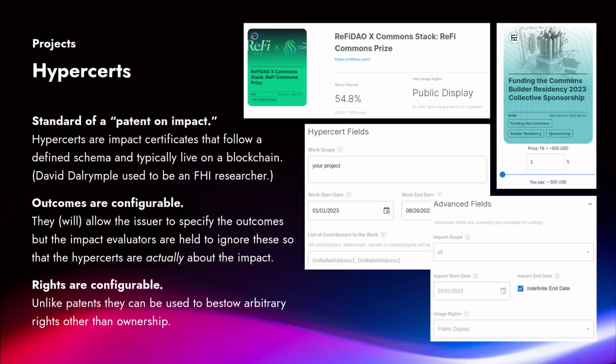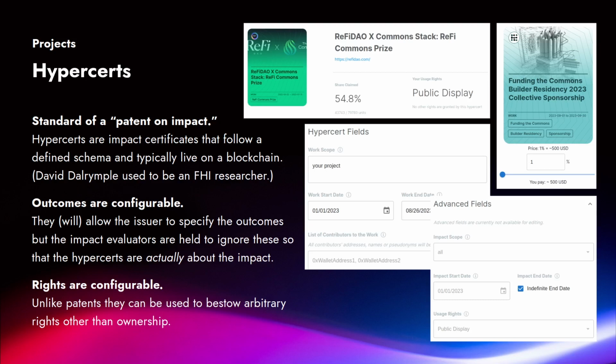There is someone, David Dalrymple, who's thought about what sort of schema would be useful. You can think of a Hypercert basically as a form with a few fields, and these fields are standardized. There is, for example, just a description of what you've done. There is the period during which you've done the thing. There is a field for who has contributed to that, so who should be the co-owners of this impact initially. And there are a bunch of advanced fields.